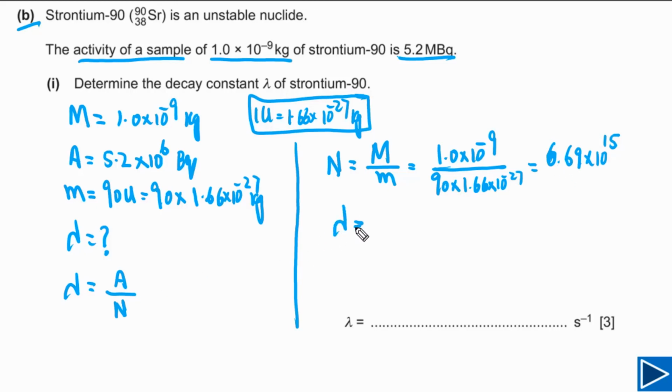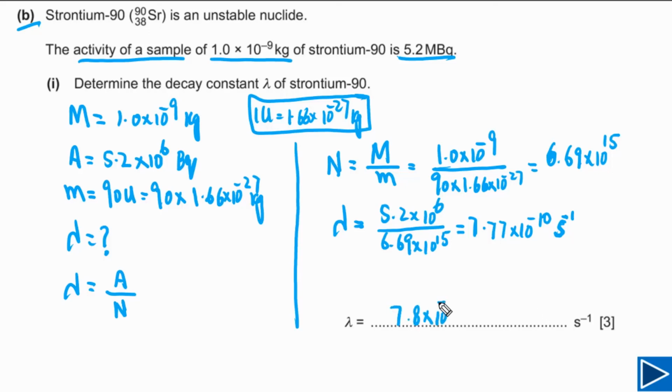So simply we can divide activity of this sample is given, that is 5.2 times 10 to 6. Now if we divide this one by number of nuclei, we can find out lambda, means decay constant we can find out. And our final answer in this case will be 7.77 times 10 to negative 10 per second. The unit of decay constant is per second. So we can write down our answer up to 2SF. Simply we can say this is 7.8 times 10 to negative 10 per second. So this is our final answer.